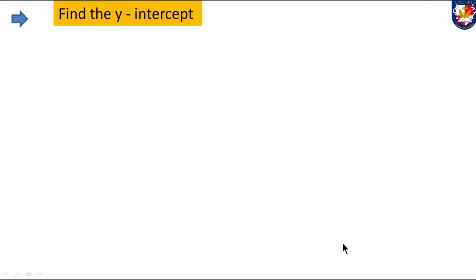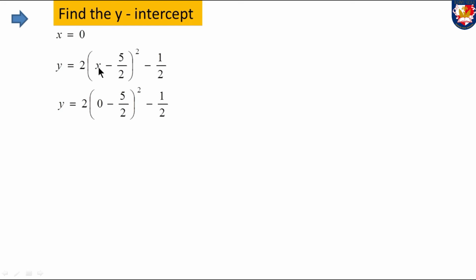Next, we're going to find the y-intercept. In order to find the y-intercept, we need to assume that x equals 0. So substitute x equal to 0 in this equation. You'll find this equation. You can see I substituted the value of x as 0. By calculating, you will find that the value of y equals 12. So the coordinate of the y-intercept is (0, 12). 12 comes from this number that we have calculated before, and x equal to 0 comes from our assumption before.